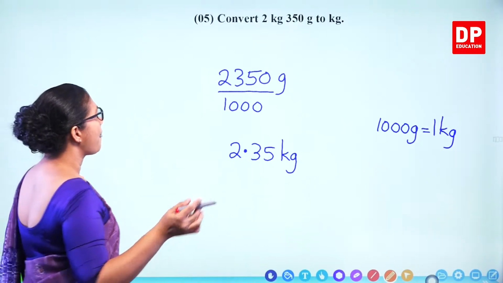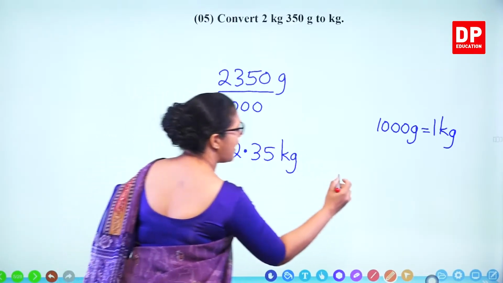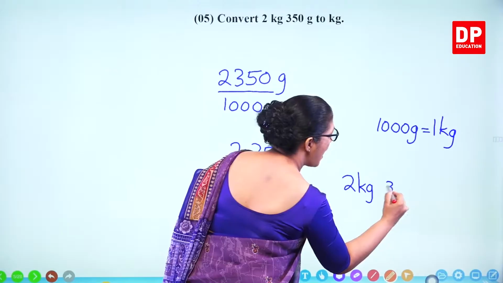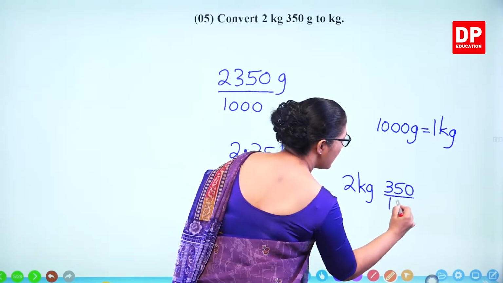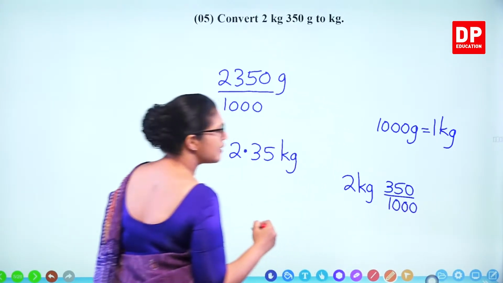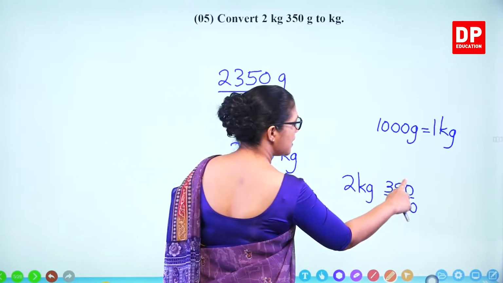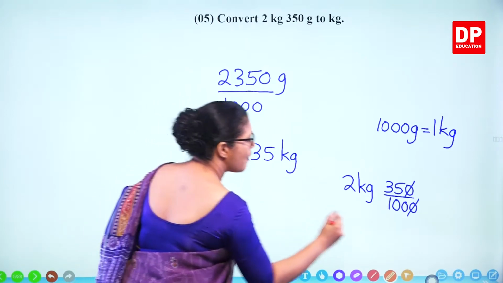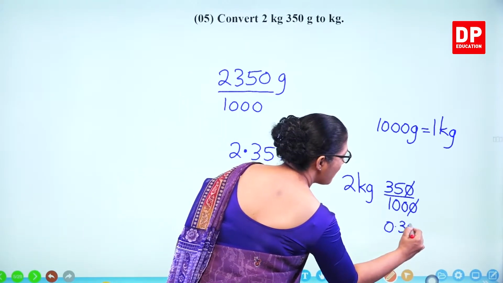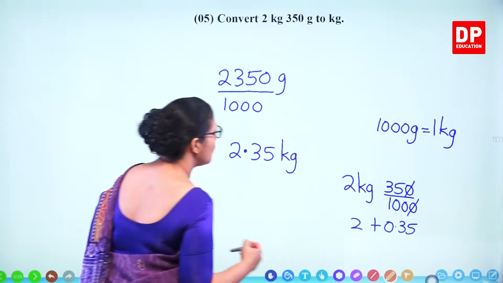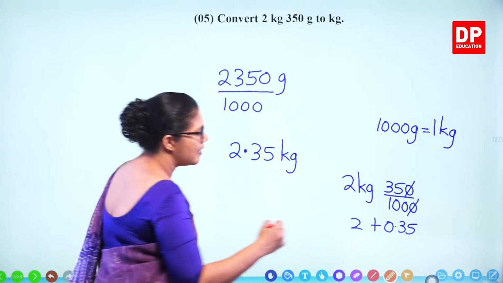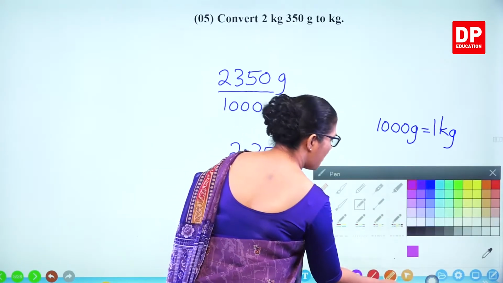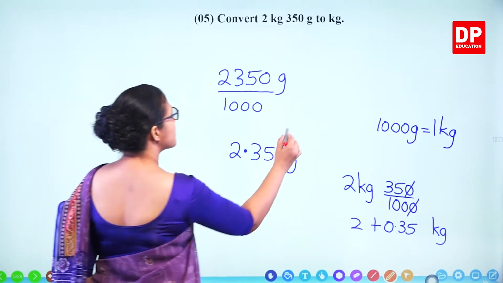What's the other method? 2 kilos are there. Only the 350 grams you can convert to kilograms. Divide by 1000. So the 0 gets cancelled out, 2 places here. So 0.35. So 0.35 and 2, you get 2.35 kilograms. That's also possible. In the same way you get the same answer. So 2 marks.